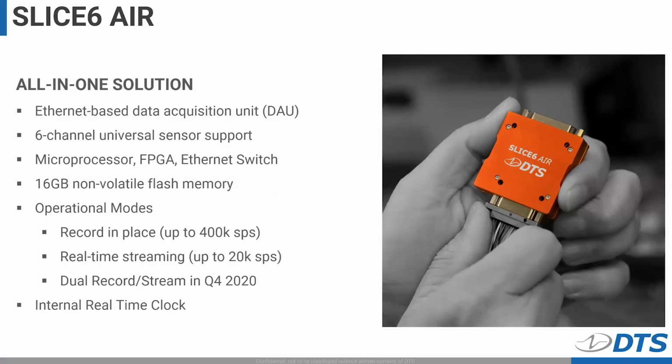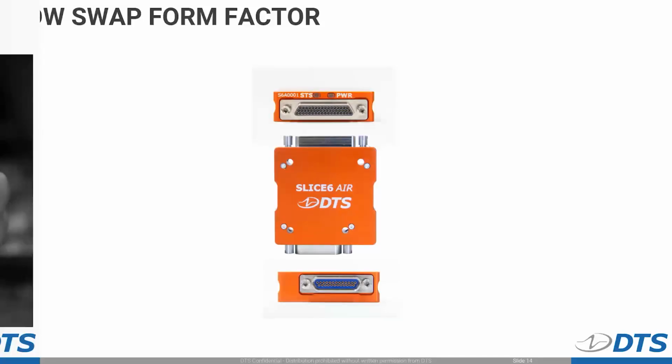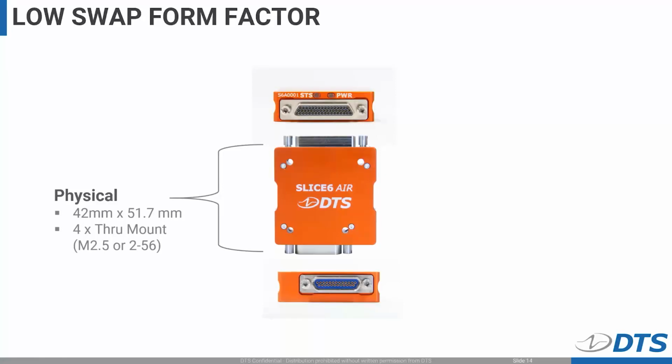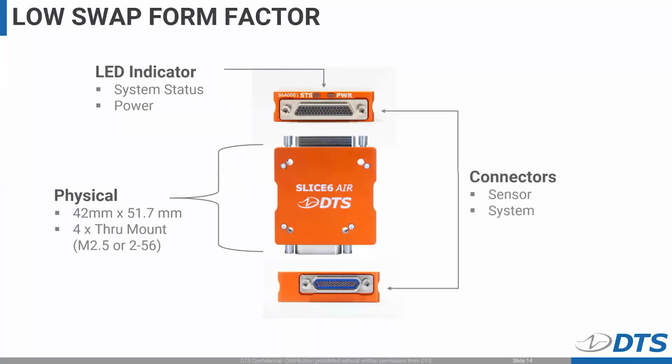And because the unit was designed to be autonomous and standalone, the unit also has an internal real-time clock, so no need for an external time source. We've also simplified and miniaturized the data acquisition system with this enclosure. The product itself is a 42 millimeter by 51.7 millimeter footprint. It can be mounted with 4 through-hole mounts. There's 2 LED indicators, one for system status, one for power. And then finally, there's 2 connectors, one for the sensors and the other for system.